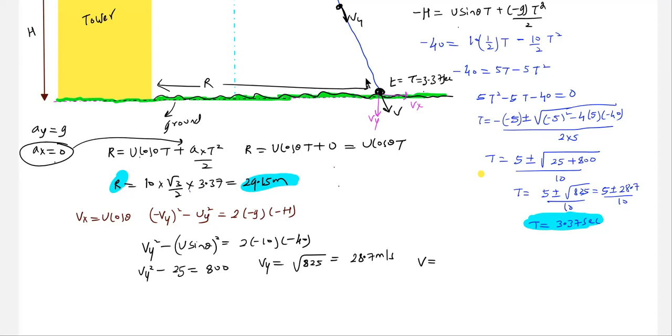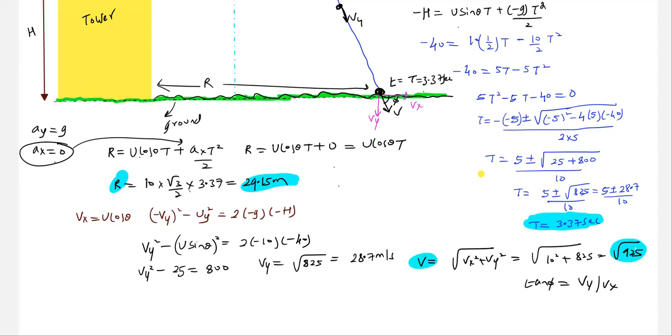Then what is the total speed? The total speed is given by root of Vx square plus Vy square. 10 square, 825, 925. What about the angle? Yes, it will strike at some angle where tan phi equal to Vy by Vx. Almost all the quantities we can find out. So what is the quantity we have determined? The speed, units meter per second. Okay, fine.